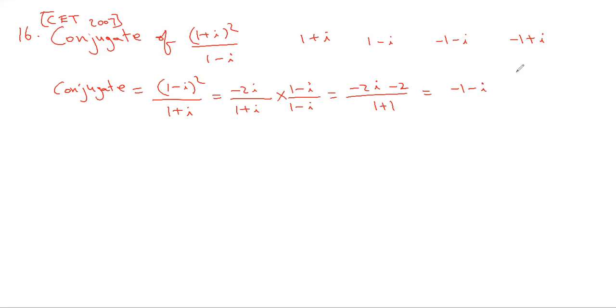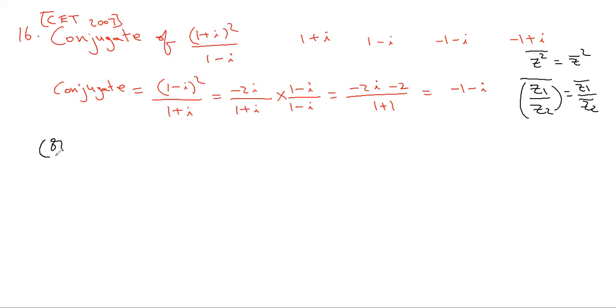The formulas that I used here are: z square whole bar is z bar square, and z1 by z2 the whole bar equal to z1 bar by z2 bar. So when I took the conjugate of this given complex number, I took the conjugate of the numerator by the conjugate of the denominator. And the conjugate of the square of a complex number is the conjugate of the complex number whole square. That's what I used in the numerator.